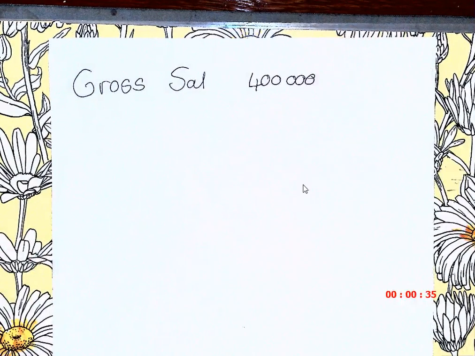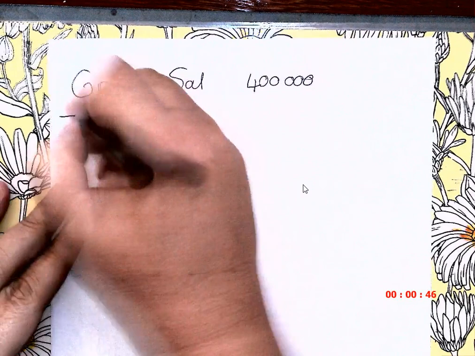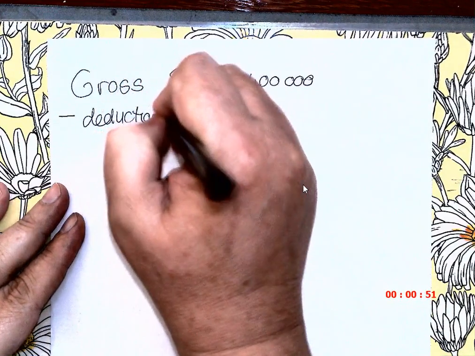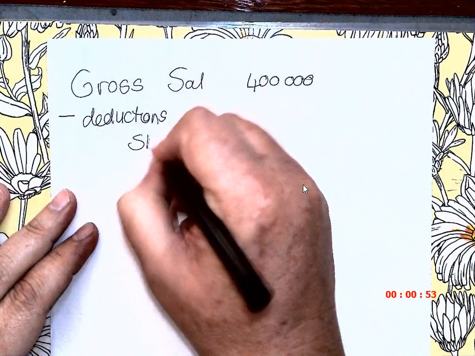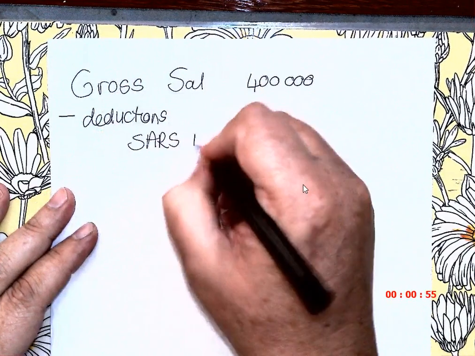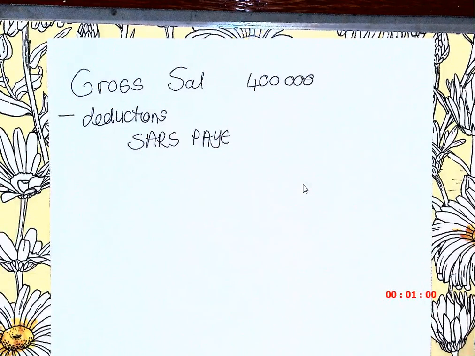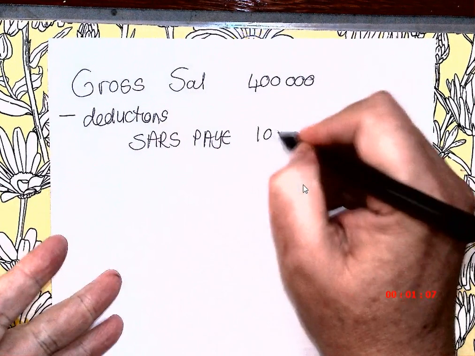But now, I do not get that 400,000 in my pocket. What happens is there are deductions, so I need to subtract deductions. Those deductions would be my tax, which is SARS PAYE, which at this stage on 400,000 would be about 25%. So you would pay at least 100,000.